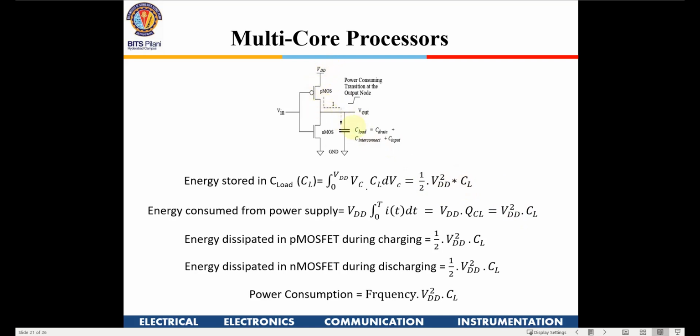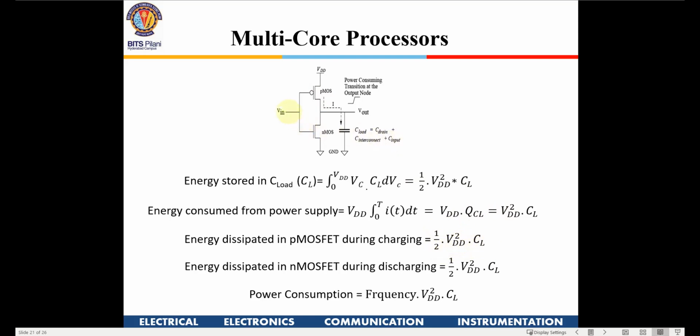While this capacitance is getting charged, current is flowing here, right? So there is an equivalent resistance, and I square R heat. So for every charging of the node, in the PMOS, this is the energy which gets dissipated as heat, half VDD square CL, right?